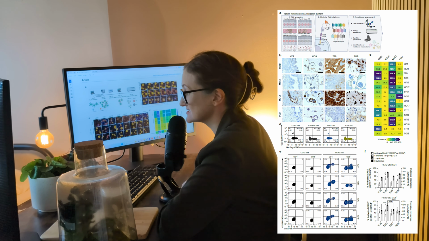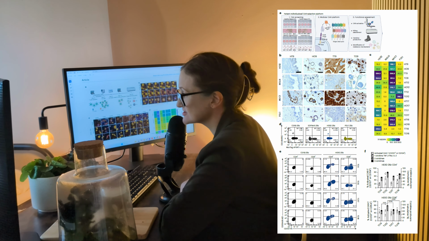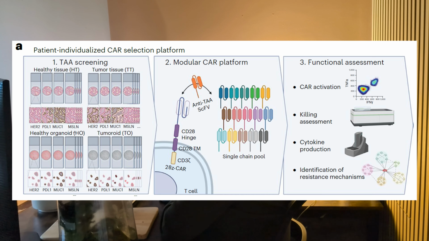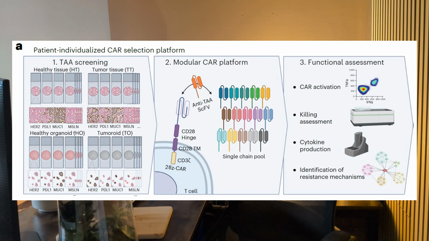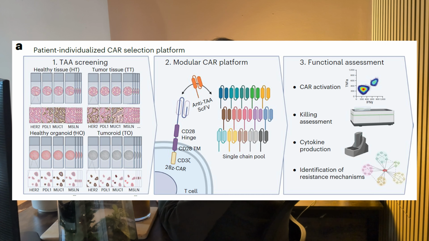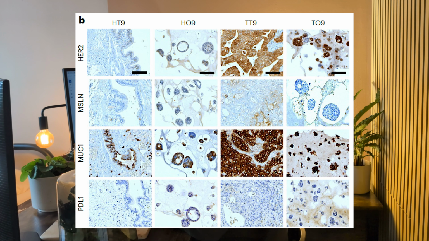So moving on from those sort of proof of usefulness figures, figure 4 then introduces the patient-specific individualized CAR T-cell selection platform. Panel A outlines the pipeline. Tumour tissue, healthy tissue, and matched organoids are first screened for tumour-associated antigens, which then guide CAR T-cell design and functional testing.